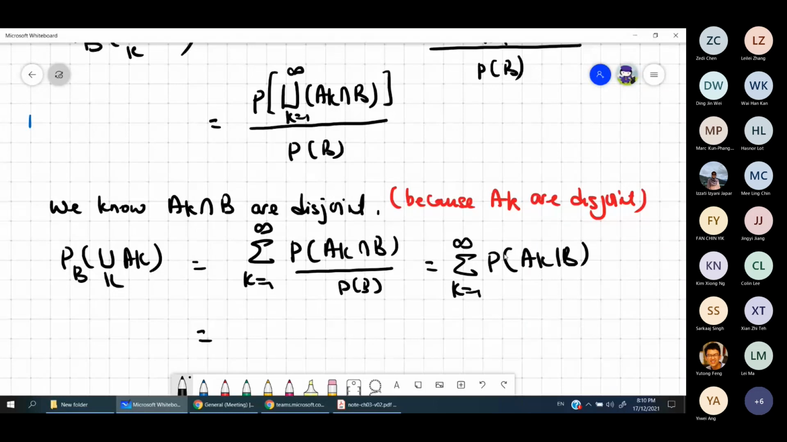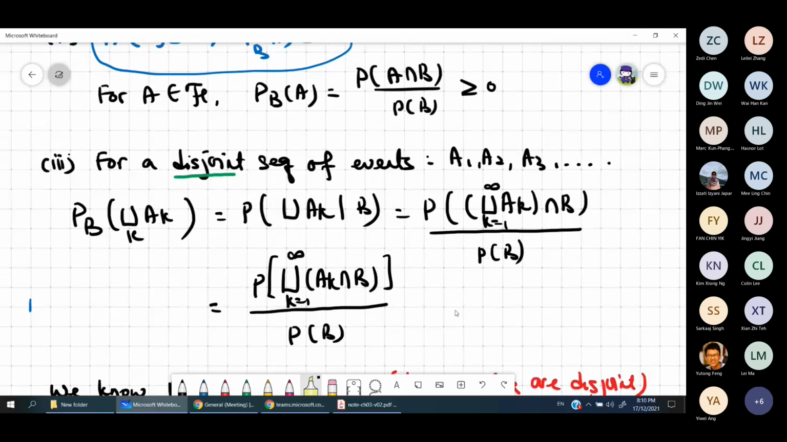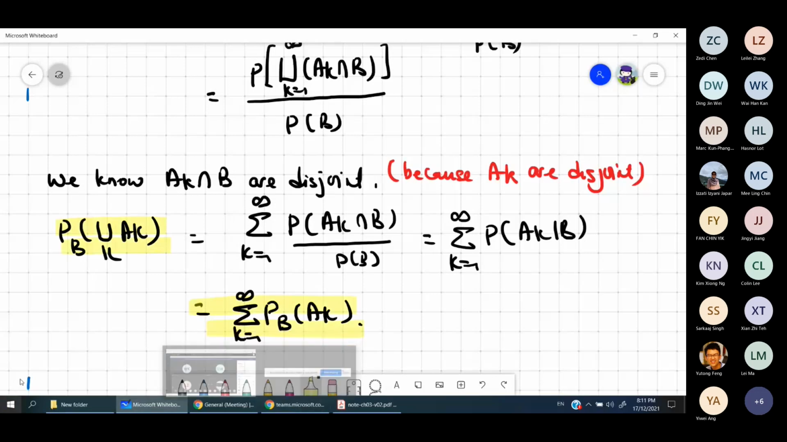So this one, by using the definition, this will be like this. All right, so done. This is actually what we want to do. That is, we consider a disjoint sequence of events A1, A2, A3, and so on. Then we can have these conclusions: P(B) of this equals this. So this is actually our third axiom for a function to be a probability.